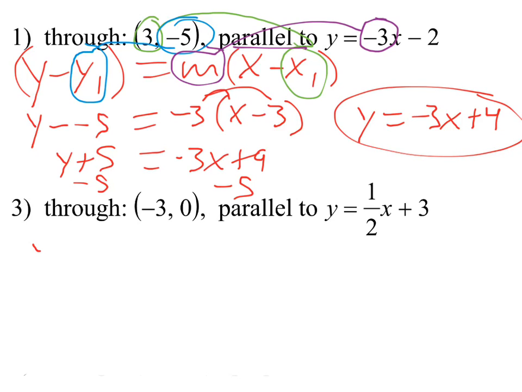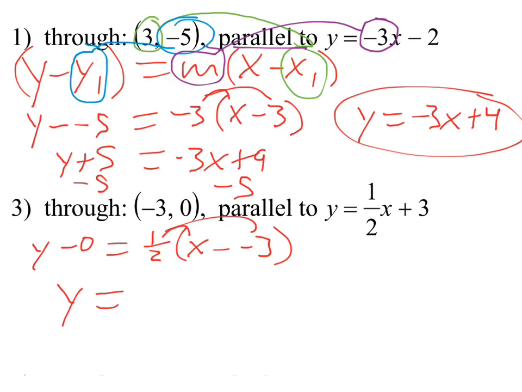Moving on to the next one, we got y minus the 0 there, which isn't going to do anything on the left side. The slope I'm going to use, since it's parallel, is going to be the same as the one right there, which is going to be 1/2. And I have to do x minus the negative 3 that's up here. And now I'm going to simplify. I'm going to distribute that through. Left side we got y equals. Right side we got 1/2 x. And 1/2 times negative 3 is negative 3/2, but x minus negative 3/2, same thing as x plus 3/2, and that's it.